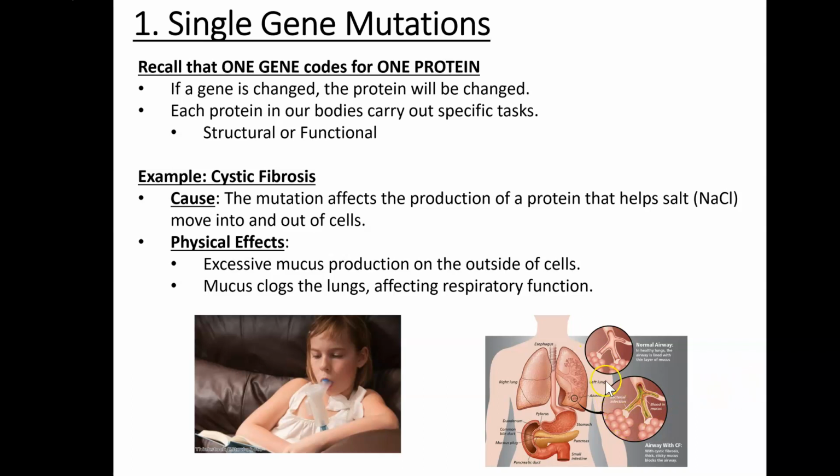You can see that in the normal airway of healthy lungs, the airway is nice and pink and free of mucus, and then you've got someone with cystic fibrosis, and there's this green sticky mucus that's blocking the airway and obviously making it very difficult to breathe.